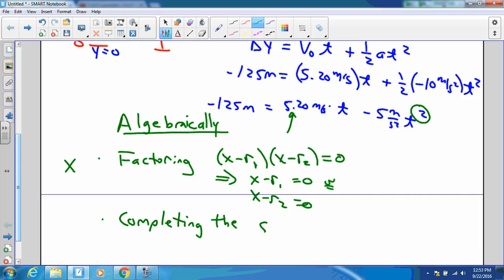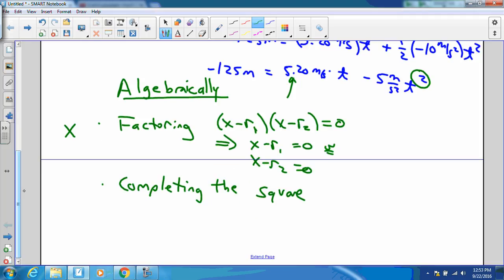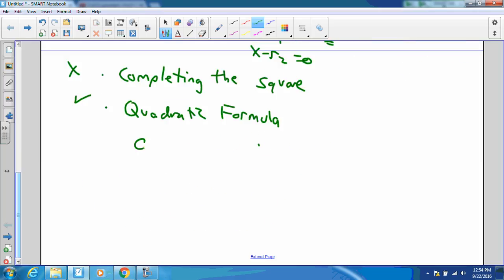The second option was completing the square. And completing the square is a really useful technique, but physicists don't like it so much because it requires a lot of intricate arithmetic. And every time that you complete the square, you end up doing exactly the same operations that you would if you used the quadratic formula. So the quadratic formula is going to be our option of choice for solving quadratics if we're going to do them algebraically.